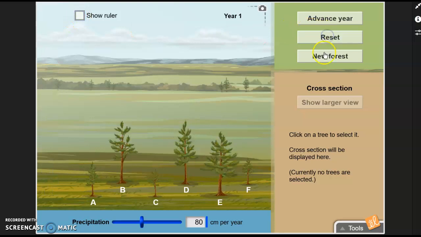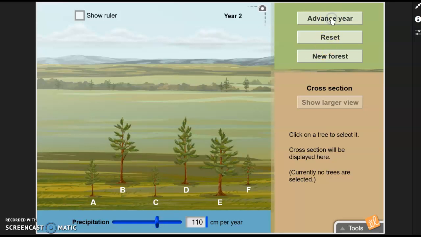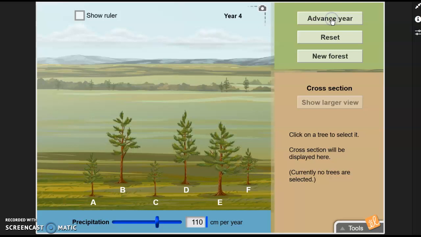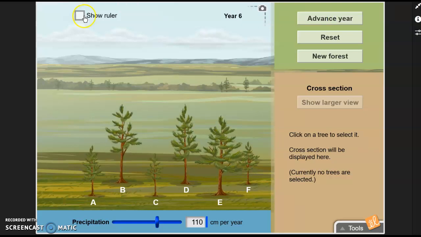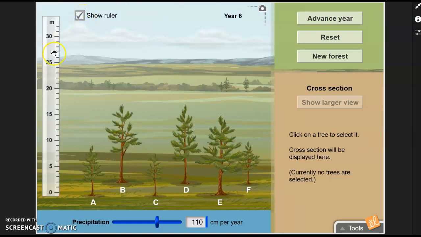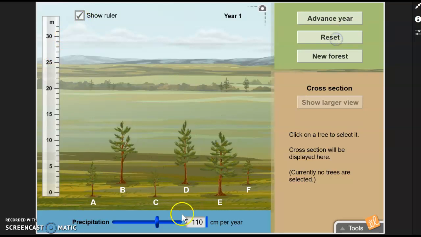Let me reset this. We can also change the amount of precipitation. How much rain, hail, sleet, snow are we going to get in a year? So let's see, if we take that to 110, then we could advance them the same way to see what the growth is there. We could do our measurements there. Now, the other part of this that's really cool, let me take this back down to, I believe it started at 80 centimeters per, maybe 90 centimeters per year, I think was where that was.